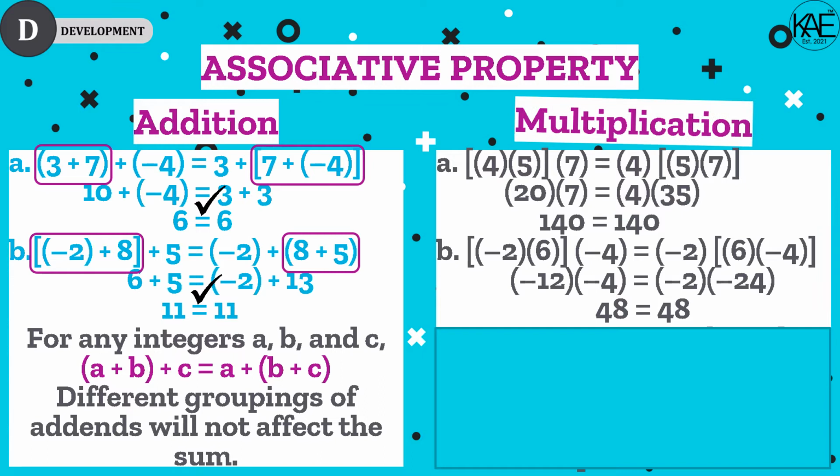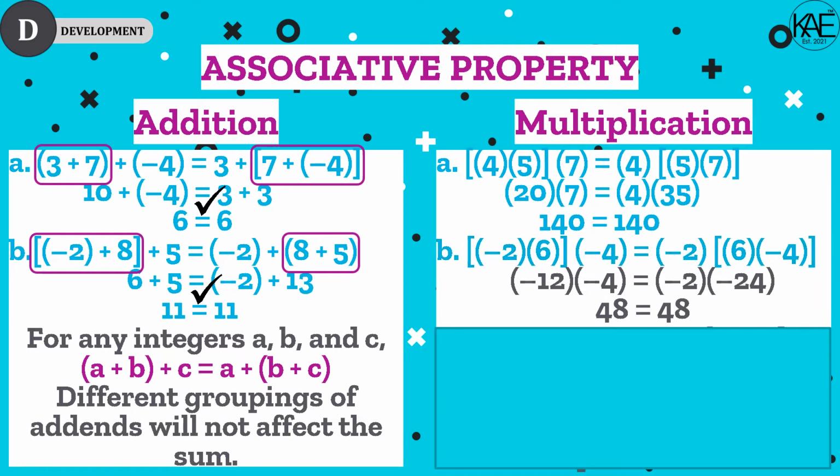Also, for multiplication, cite for example, we have letter A given, the quantity of 4 times 5 multiplied to 7 is also equal to 4 multiplied to the quantity of 5 times 7, which will give us 20 times 7 is equal to 4 times 35. Answers: 140 is equal to 140.